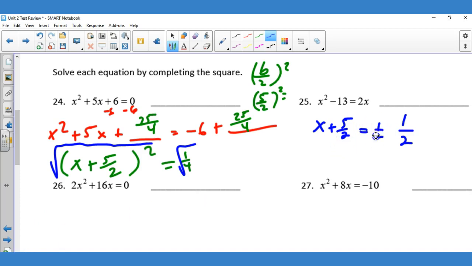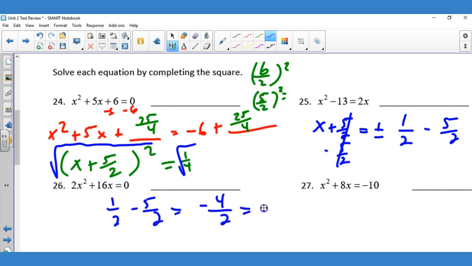And next, I'm going to move the 5 halves over by subtracting 5 halves on both sides, so it cancels over here. So I'm going to work right here. You have positive 1/2 minus 5 halves, which is going to be -4 over 2, which is -2.